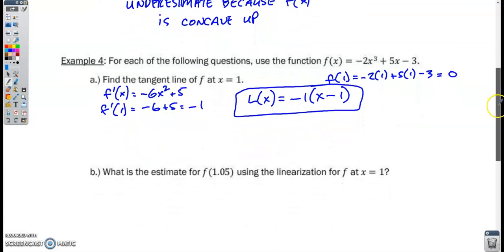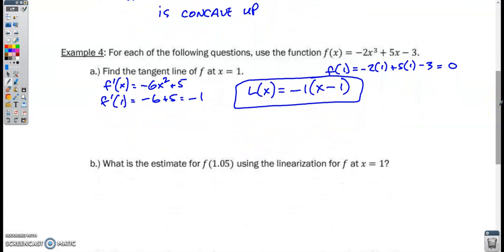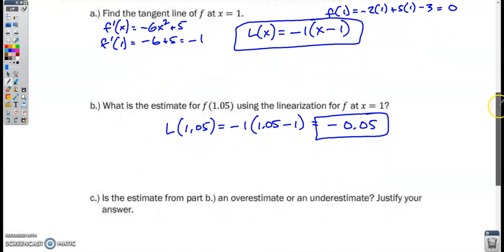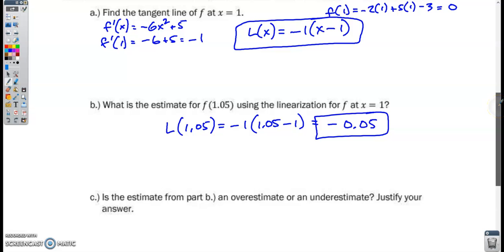Part B, what's the estimate for f of 1.05 using the linearization for f at x equals 1? So we're just going to go ahead and find L of 1.05. It's negative 1 times 1.05 minus 1. And that ends up being negative 0.05 for our estimate for f of 1.05 using this linearization. And then part C, is the estimate from part B an overestimate or an underestimate?